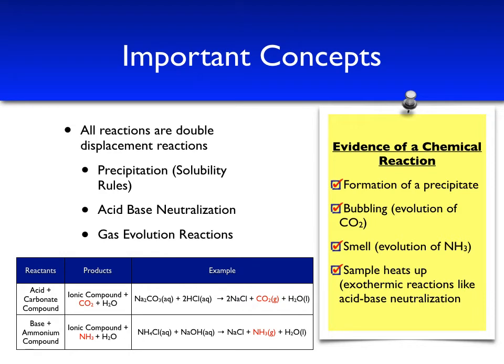The final piece of evidence for a chemical reaction is the presence of heat, looking for our reaction mixture to heat up. This is evidence that an exothermic reaction has occurred. And of course, acid-base neutralization reactions, as we learned in experiment 5, tend to be pretty exothermic.